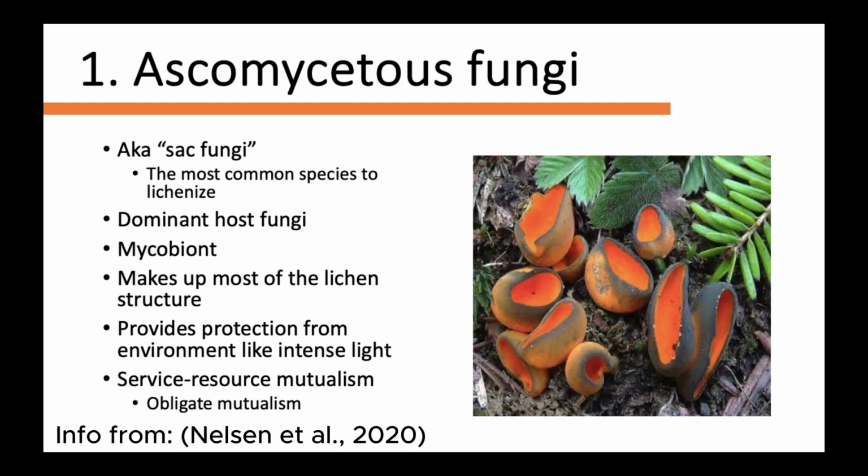Ascomycetes fungi, or the sac fungi, are the most common species to lichenize, forming most of the outer structure. Mycobiont refers to the fungal composition of the lichen and is typically used to classify and name the lichen species. They make up most of the lichen structure and can be thought of like a greenhouse for the photobionts, where they are protected from the environment and intense UV radiation, as well as provide storage in water and minerals.